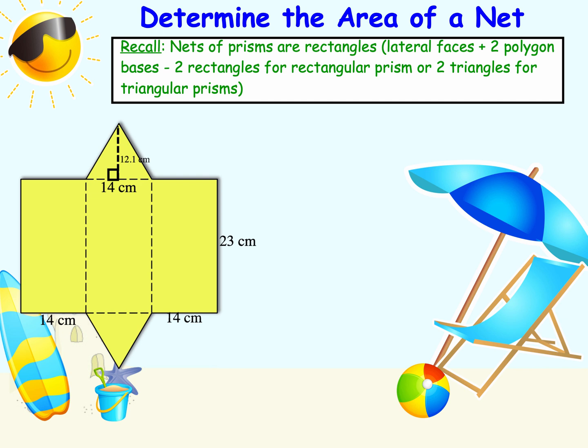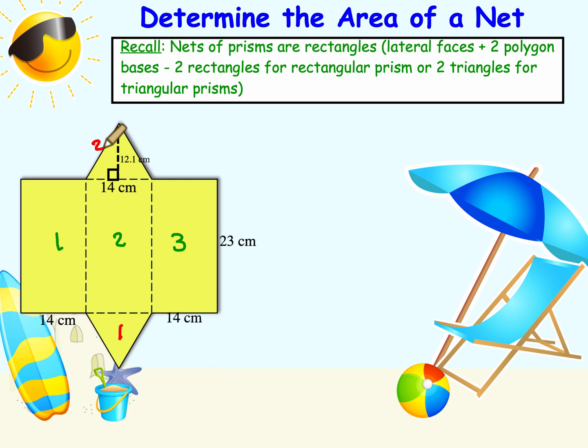Okay, so here's our triangular prism, and let's go ahead and find its area. It's as easy as this. We're going to calculate the area of each individual piece. So I have 1, 2, 3 rectangles, and I'll use a different color, I have 1, 2 triangles.